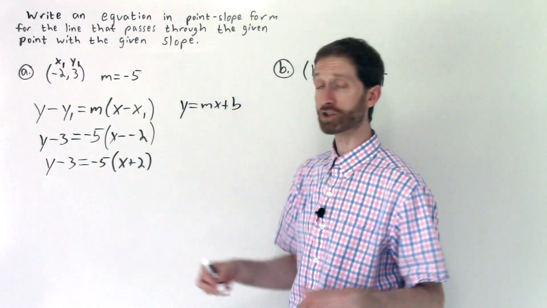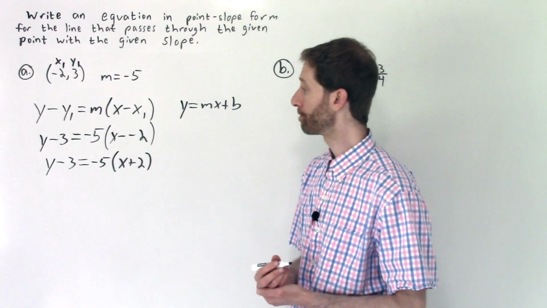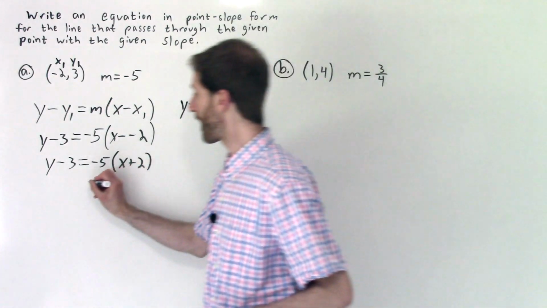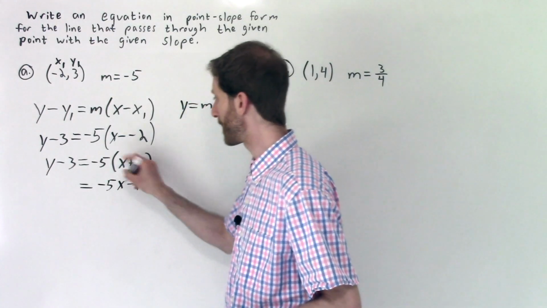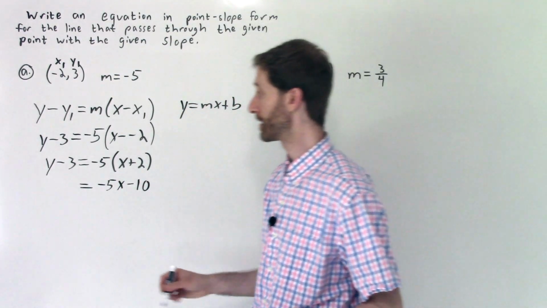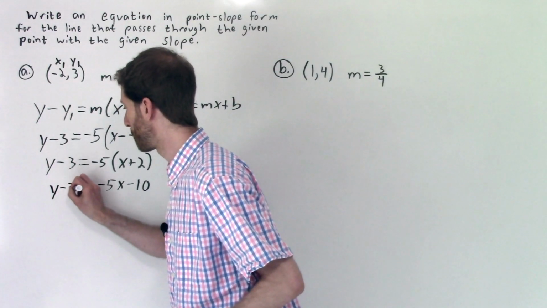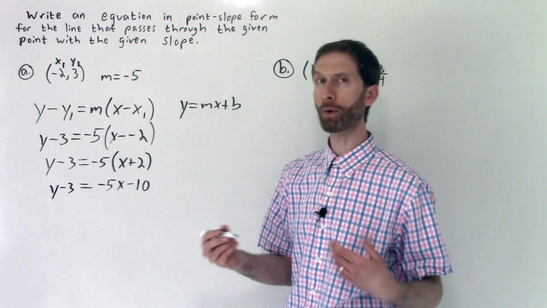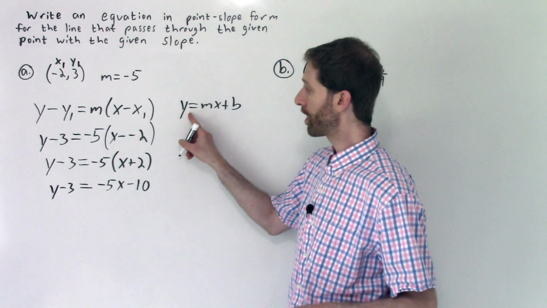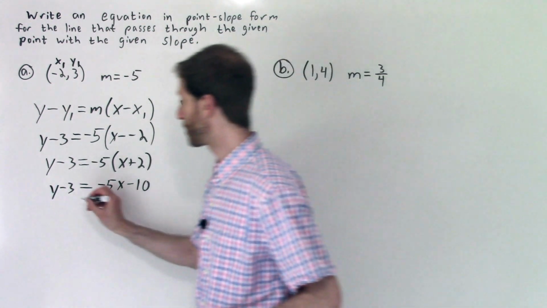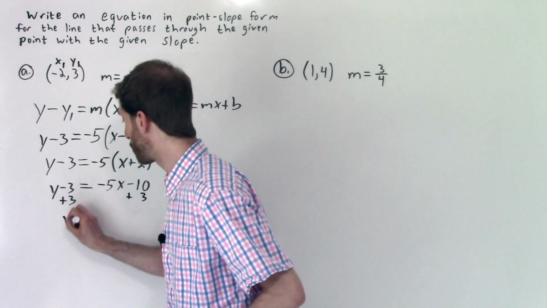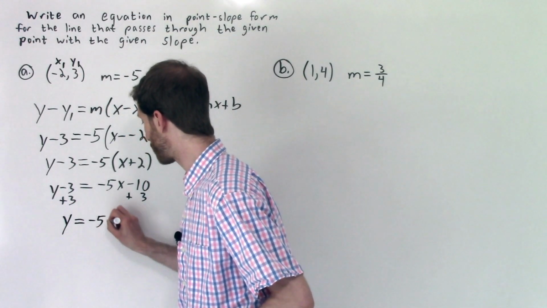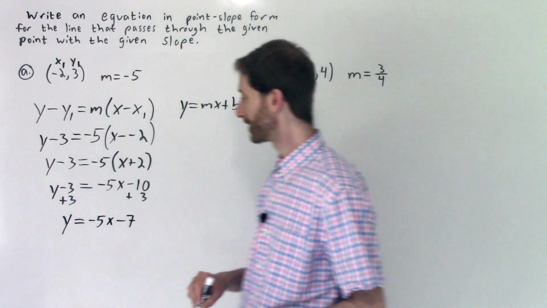To get there, we have to solve for y. So we'll get y alone. We're going to distribute -5. So that's going to be -5x minus 10. -5 times 2 is -10. And we still have y minus 3. We're still not quite in this format, but we're getting there. So to get here, I need to add 3 to both sides. And we do that, plus 3 plus 3. And we end up with y equals -5x minus 7.